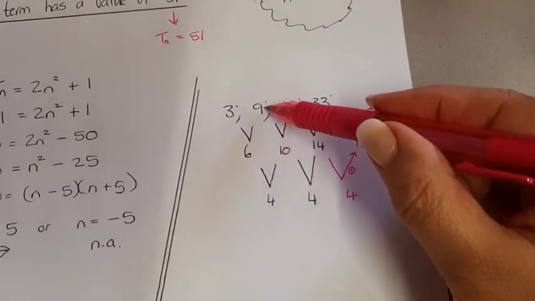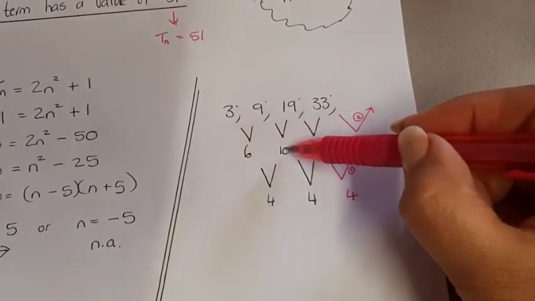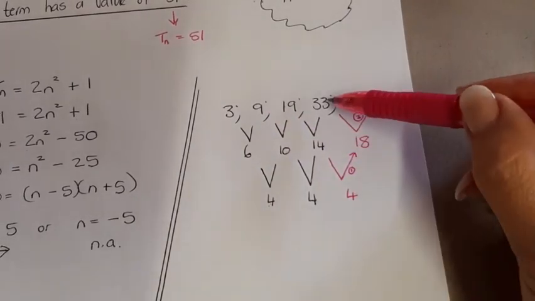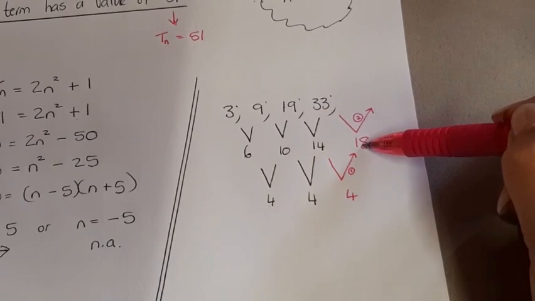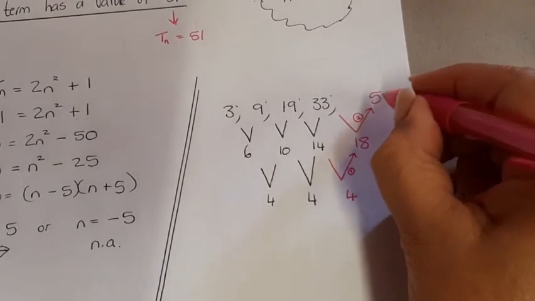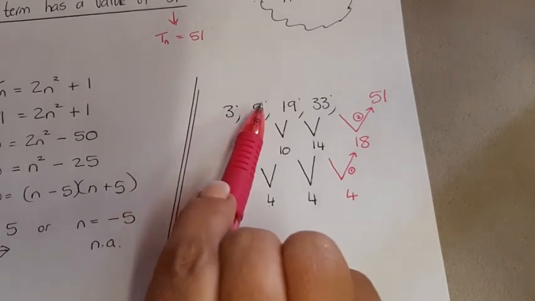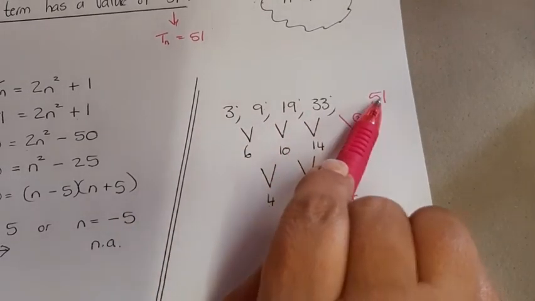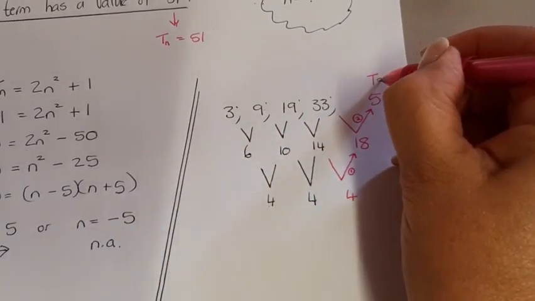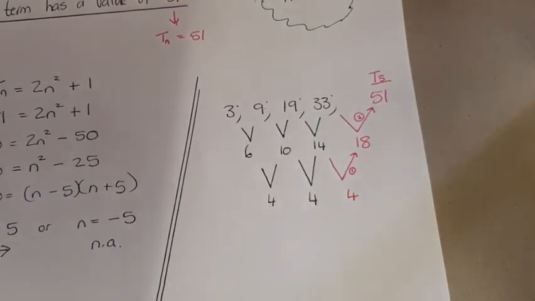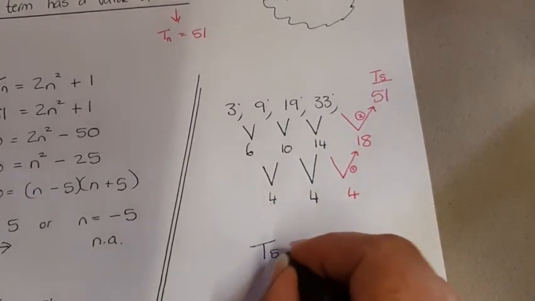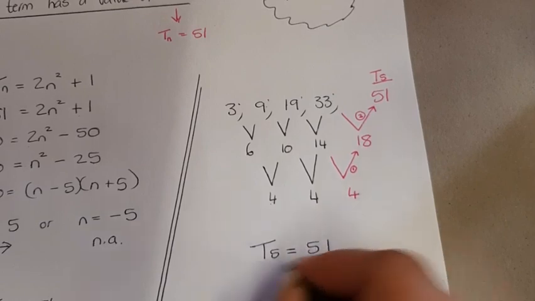3 plus 6 gives me 9. 9 plus 10 is 19. Therefore, 33 plus 18 will give me 51. And that is term number 1, 2, 3, 4, 5. So term number 5 is 51.